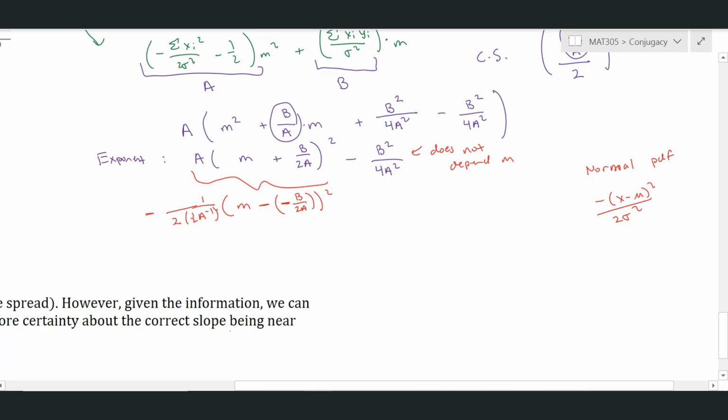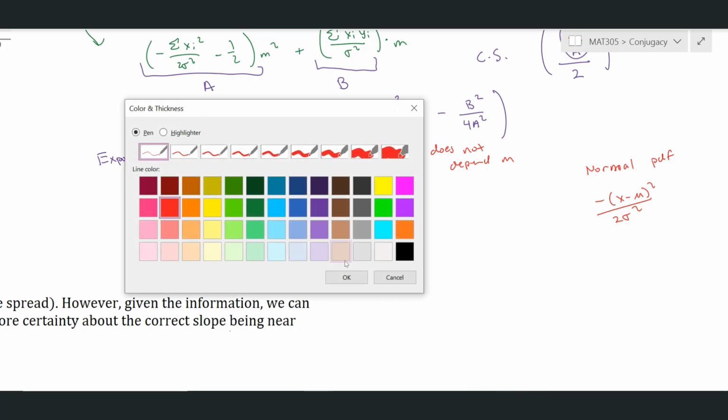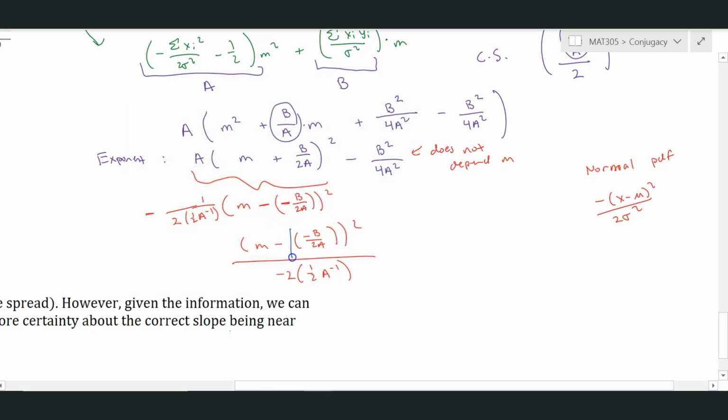All right, so notice that what we are describing is pretty much in the correct form. m minus negative b over 2a, squared, all over negative 2 times 1/2 a to the negative 1. So now that it has this shape, this right here is going to be our mu, and this right here is going to be our sigma squared, by inspection and by matching things together.